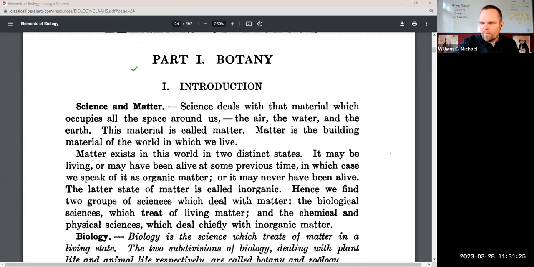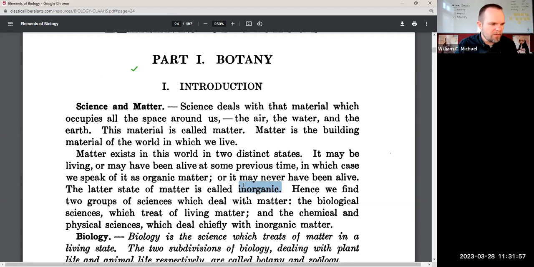All right. We then read matter exists in two distinct states. So this gets very interesting. Okay, matter exists in two distinct states. We could talk about different forms we find matter in, but matter exists in two distinct states. And in the textbook here, it teaches us these two words, organic and inorganic. So we have organic matter and inorganic matter, two kinds of matter.